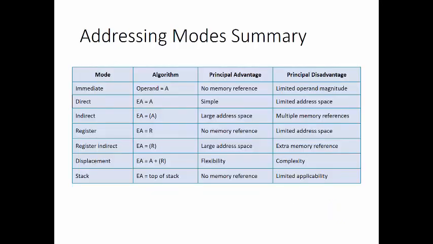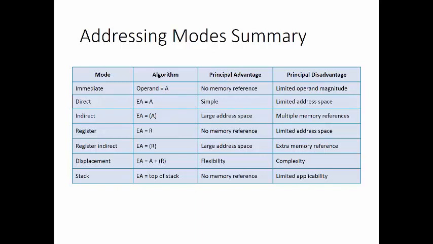So here's a nice summary. This is, I believe, table 13.1 in the 10th edition of the text. It gives you the different modes, the algorithms for them in terms of finding either the address or the contents of the address, if you're looking up a full address from a word, such as indirect addressing, the advantages and disadvantages. And that'll be part of the homework, is defining each one of these. So you'll get a chance to work with these a little bit more.